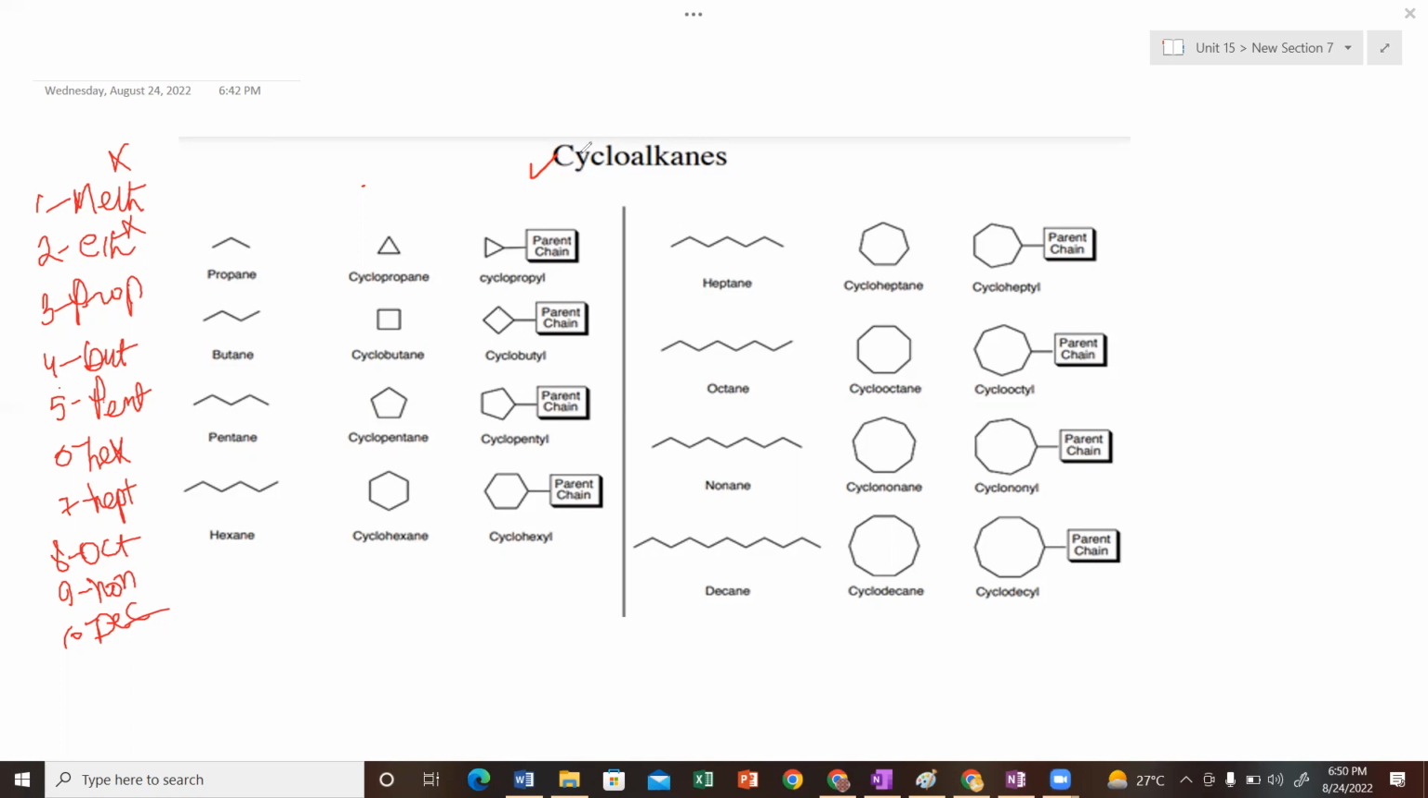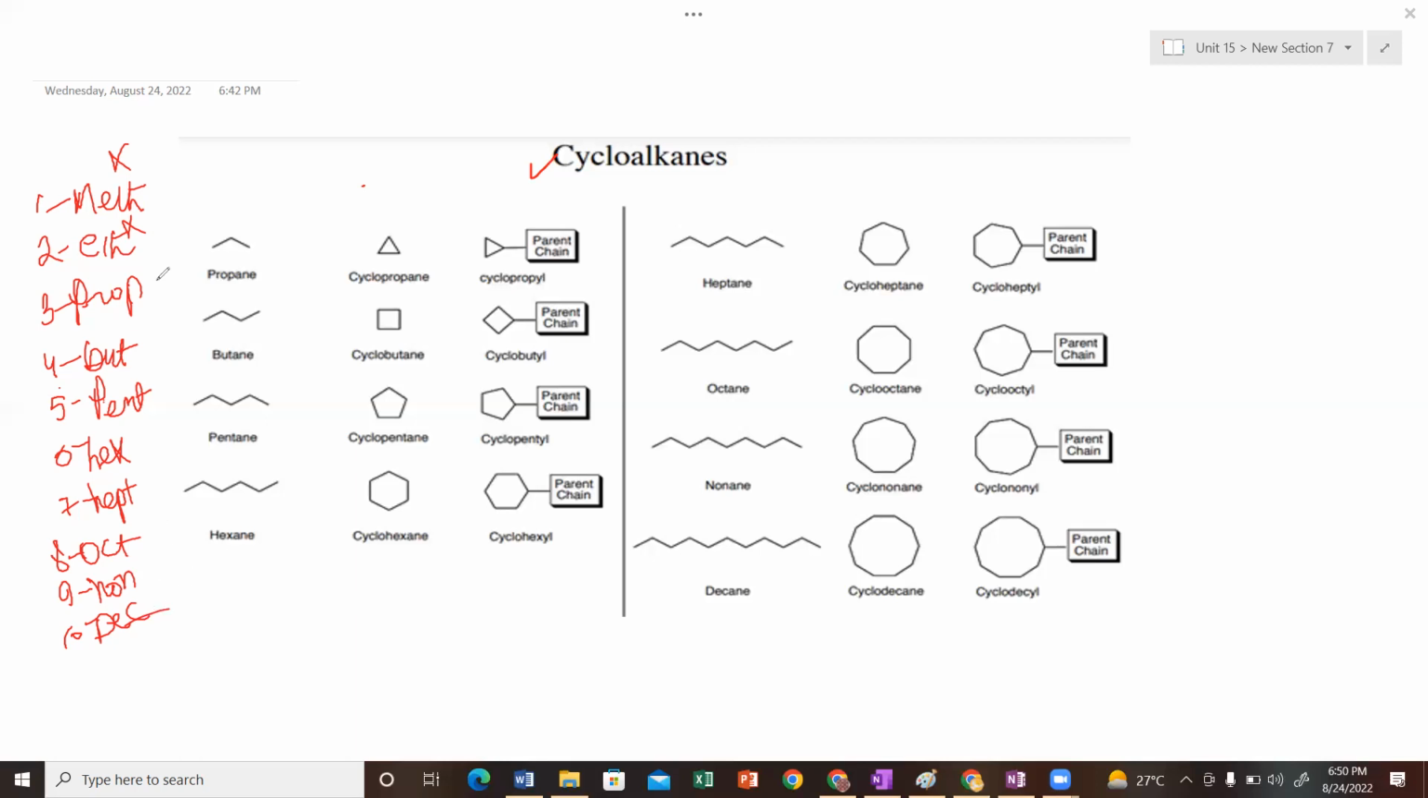So before starting the naming of alkane, we can see there are some names which we use for carbon. For example, for the first carbon, we use meth. If there are two carbons, we use eth. For three carbons, prop. Similarly, for 4, 5, 6, 7 till 10 carbons, we are going to use but, pent, hex, hept, oct, non, and dec, right?